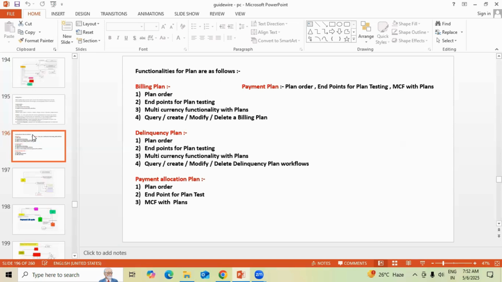Next, about the payment allocation plan, because whatever the plan orders that we are managing, or whatever the multi-currency functionalities that the plans are related to, all these things come under payment allocation plans. So these functionalities remain constant. Why are we learning this? Because these functionalities remain constant for Guidewire billing.